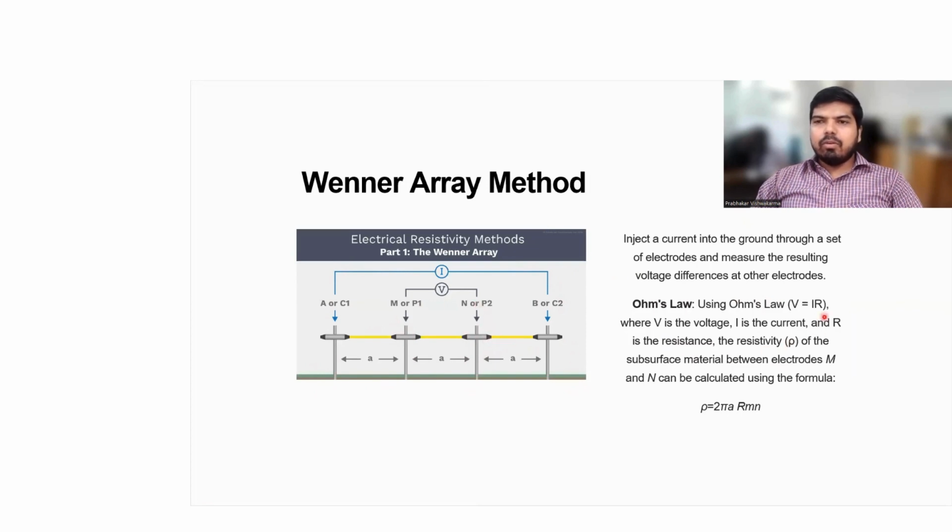According to Ohm's law, V is equal to I R, where V is the voltage, I is the current, and R is the resistance. The resistivity of the subsurface material between the electrodes M and N can be calculated using this formula: rho is equal to 2 pi a into R_MN, where R_MN is the resistance measured between the electrodes M and N.